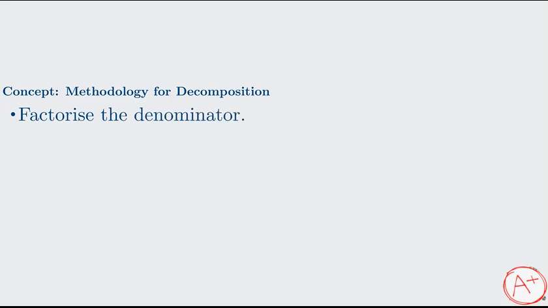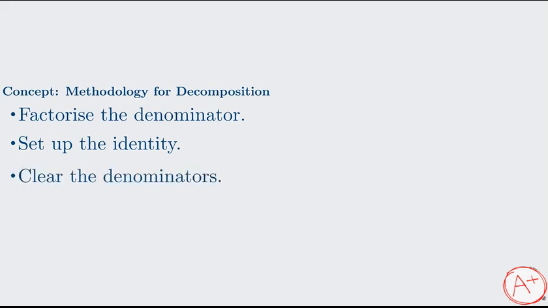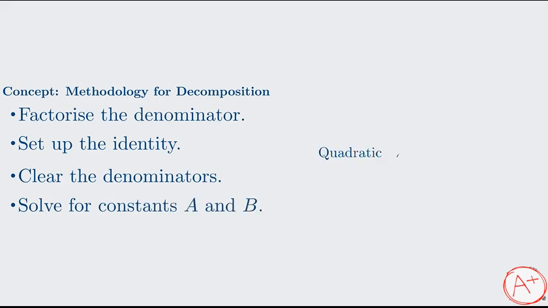To decompose a fraction efficiently, follow these four systematic steps. Step 1. Factorize the denominator. Step 2. Set up the identity. Step 3. Clear the denominators. Step 4. Solve for constants a and b. In step 1, we ensure the denominator is expressed as a product of distinct linear factors. If it is a quadratic, factorize it first.